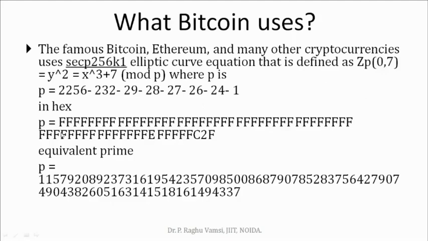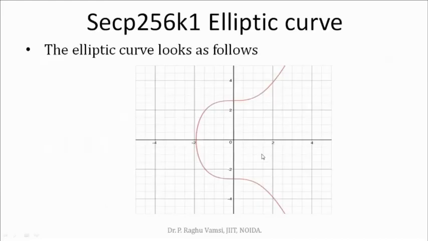That is the equation that will be taken, and the prime number is like this. This is the prime number considered by secp256k1 in hexadecimal form, and the equivalent prime is like this. P is equal to this, the longest prime number, which will be considered by the Bitcoin blockchain to generate the points. So now the secp256k1 elliptic curve will look like this.